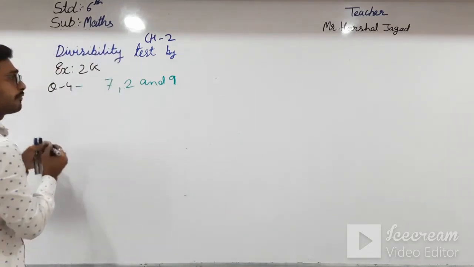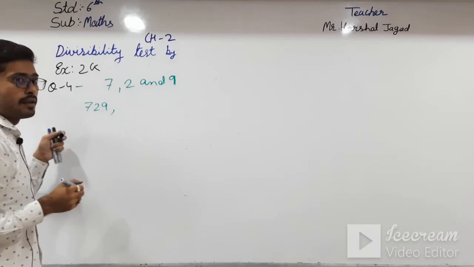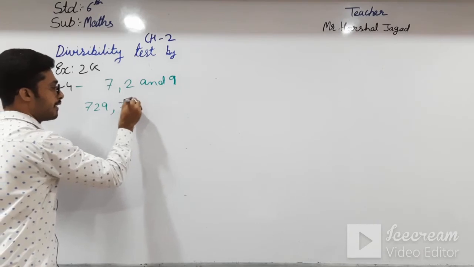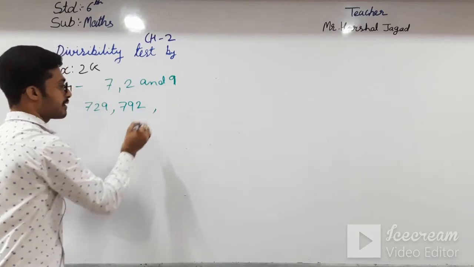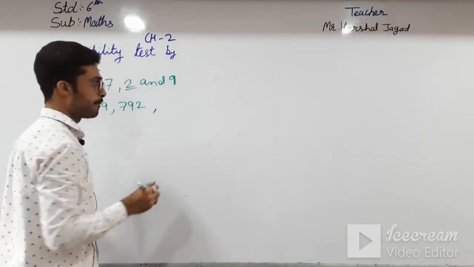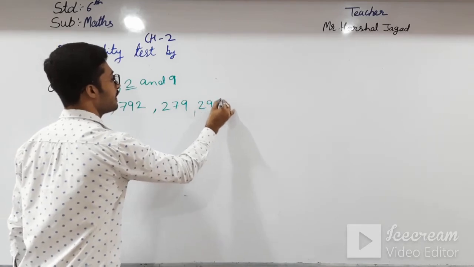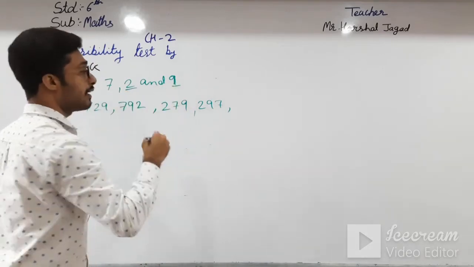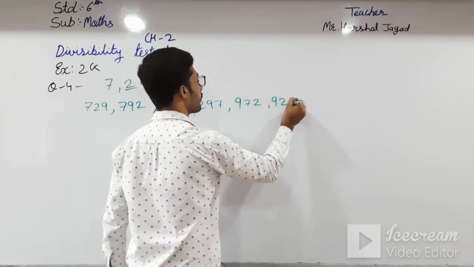So first of all, the first digit is 7: 7, 2, 9, then after that 7, 9, 2. Okay students, these two are formed. Now, next, we will take 2 in front: 2, 7, 9, then after that 2, 9, 7. And then going further, we will take 9 in front: 9, 7, 2, 9, 2, 7.